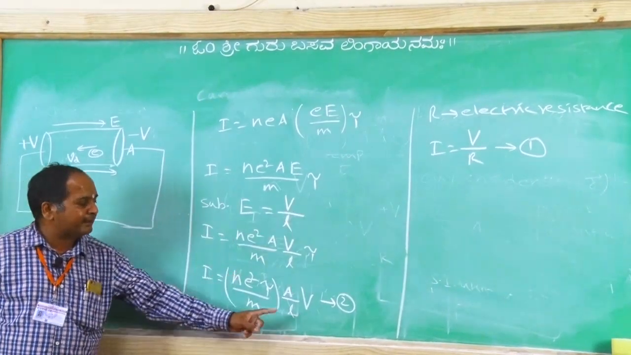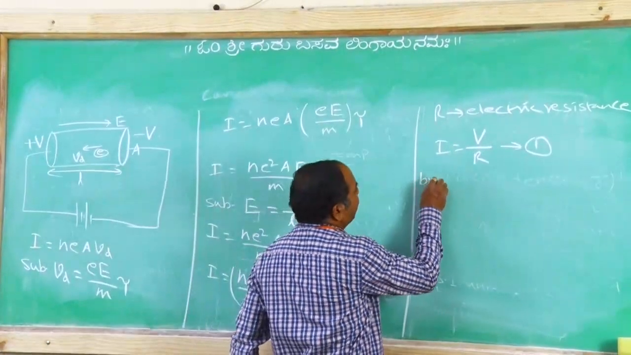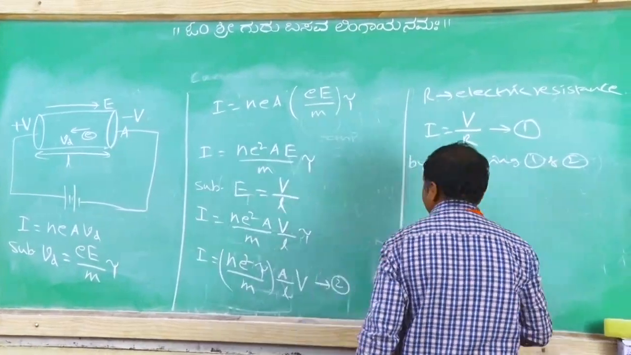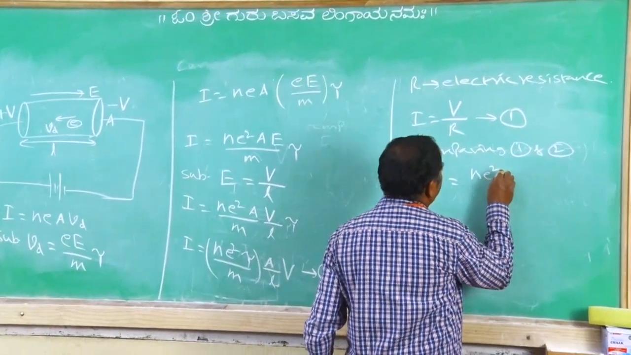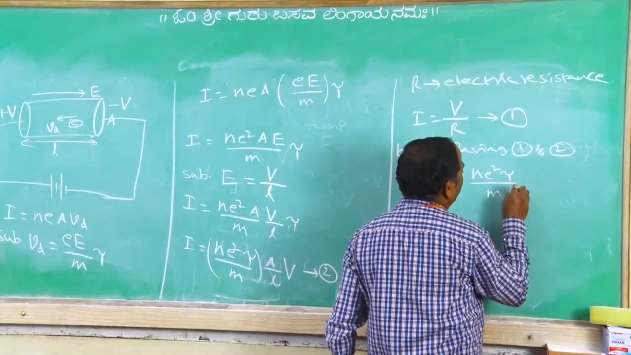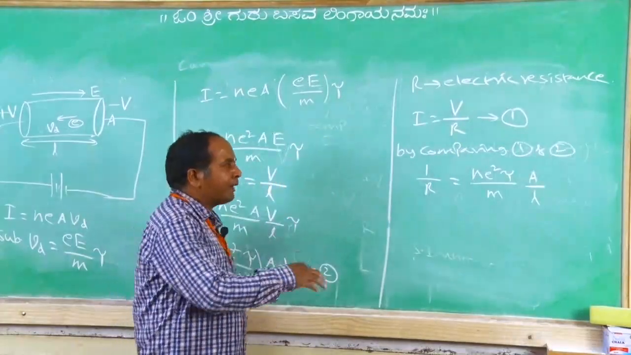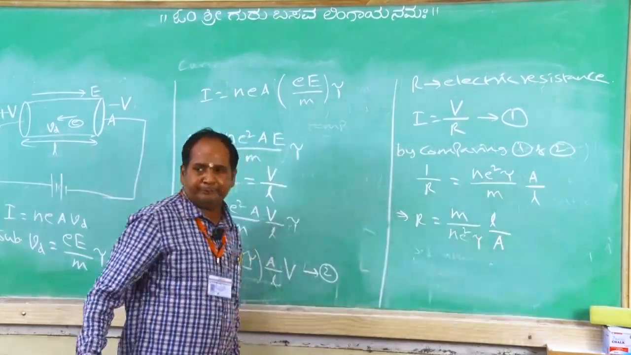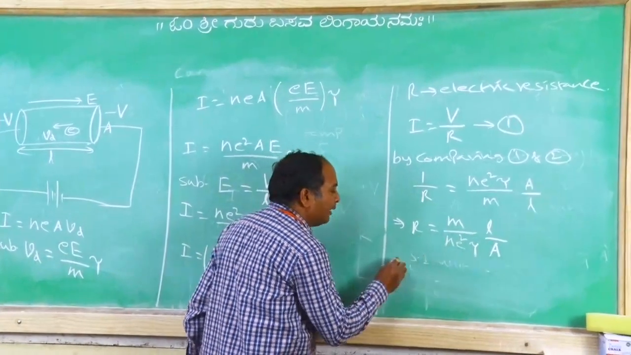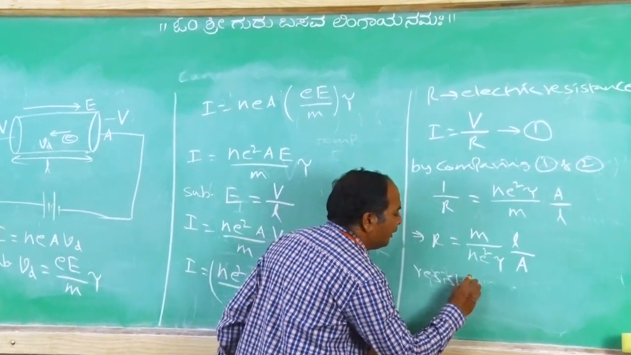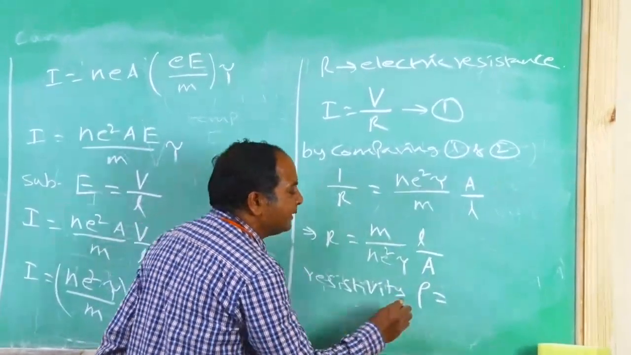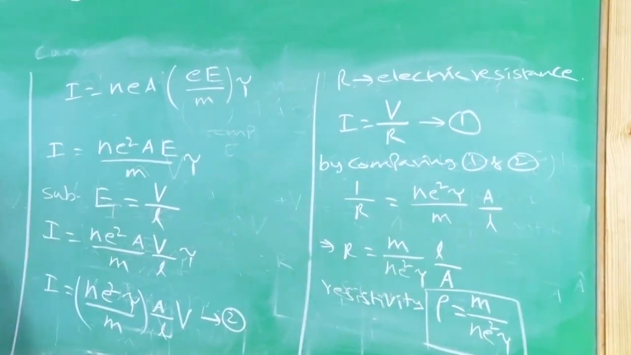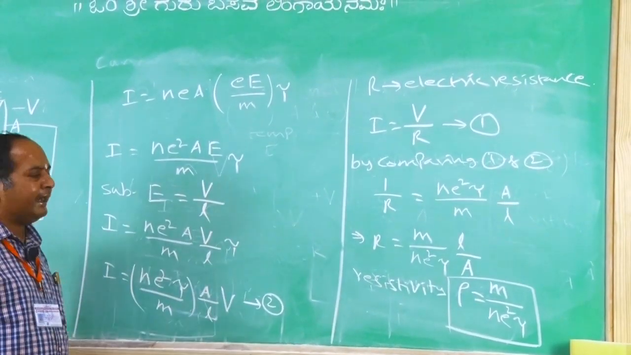Now compare equation 1 and 2. Here I is the same and V is the same on the right-hand side. By comparing equations 1 and 2, we may write 1 by R is equal to n e square tau by m into A by L. So from this we may write R is equal to m by n e square tau into L by A. Now the coefficient of L by A is said to be resistivity, which is given by rho equals m by n e square tau. This is the expression for resistivity.